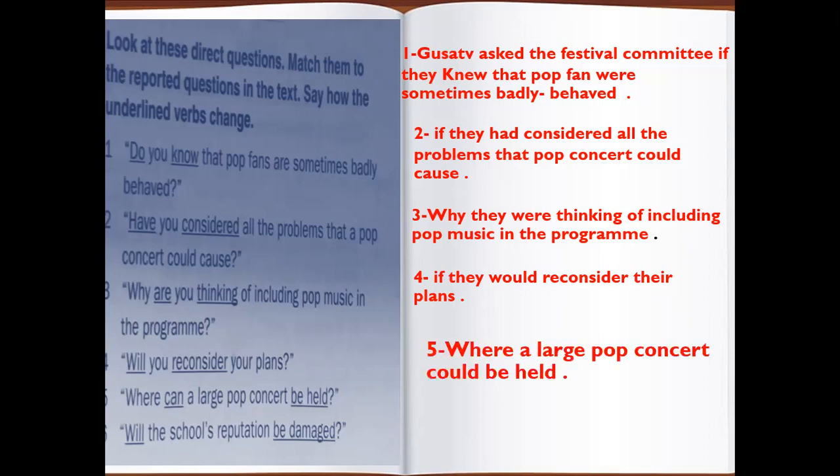5. "Where can a large pop concert be held?" First step, where. Second step, the subject, a large pop concert, can be held becomes could be held, and the last step, full stop. The last one, "Will the school reputation be damaged?" So Gustav asked the festival committee if, excellent, the subject, the school reputation would be damaged. So if the school reputation would be damaged. Notice here, because the reporting verbs are in the past form, we always change the tense, back shift.